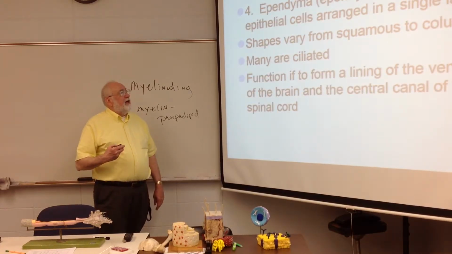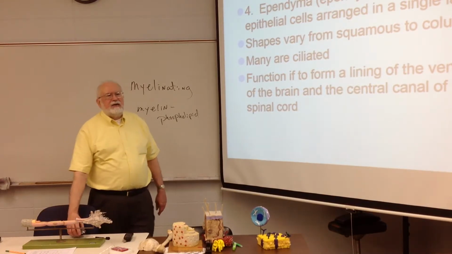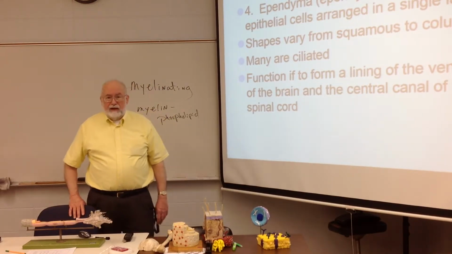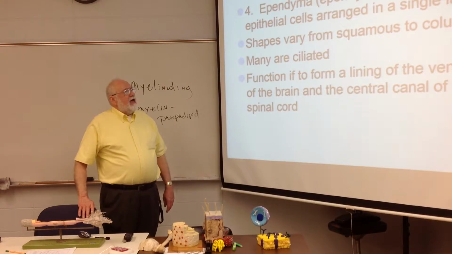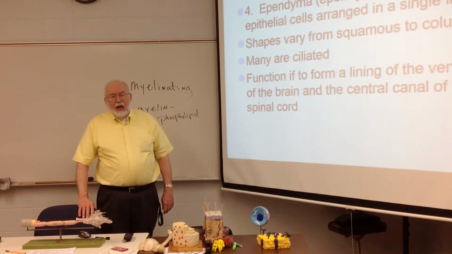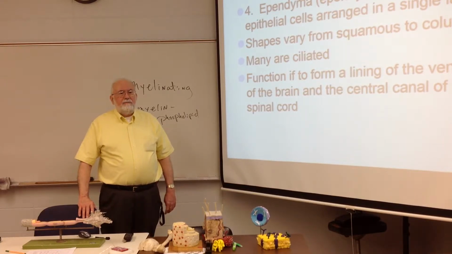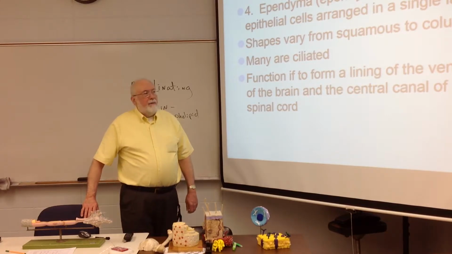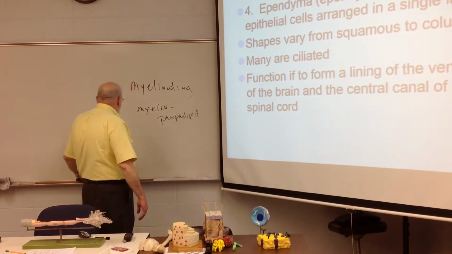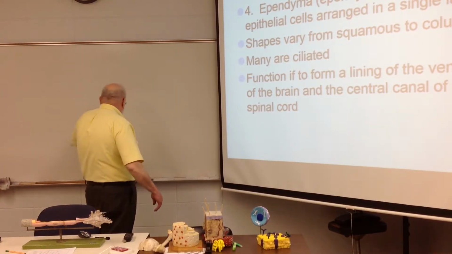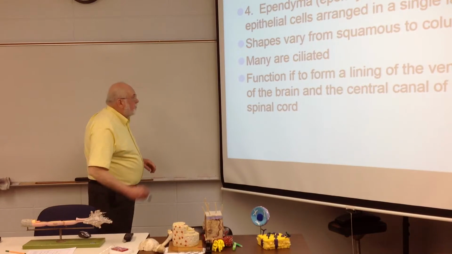And then we have the ependyma or ependymal cells. These are essentially a modified, specialized epithelium. They're an epithelial type cell. They are typically a simple epithelium because they're in a single layer. And they vary in shape. Some of them are squamous, some are cuboidal, some are columnar. But one of the things that they definitely have are tight junctions between them.